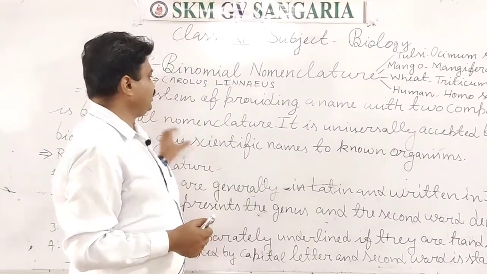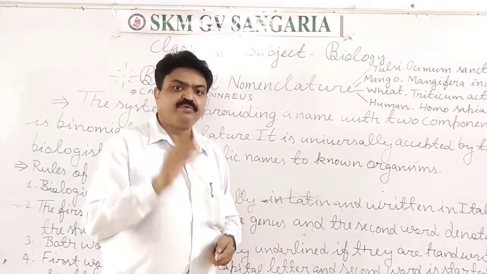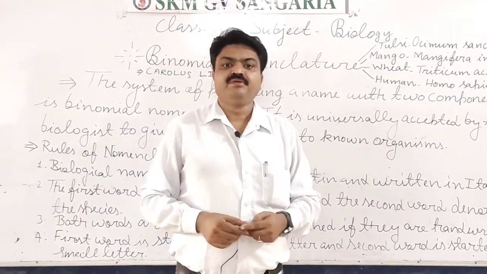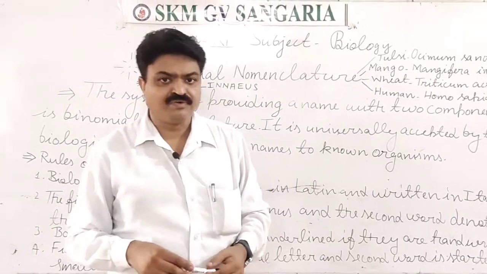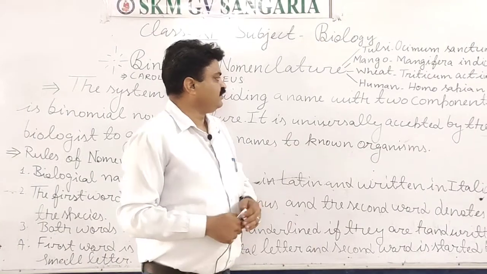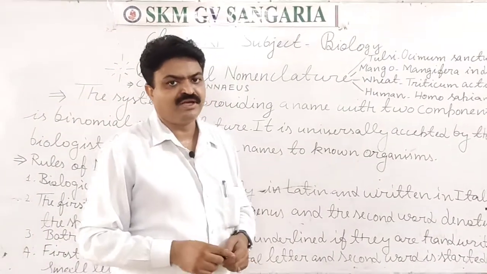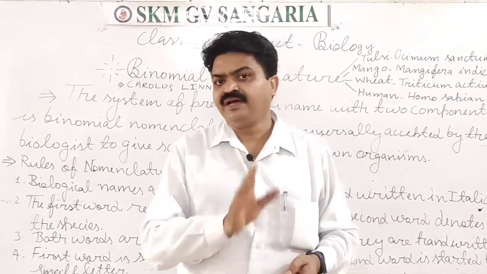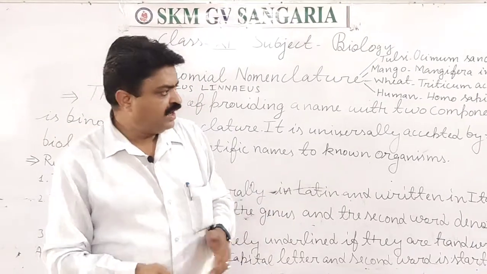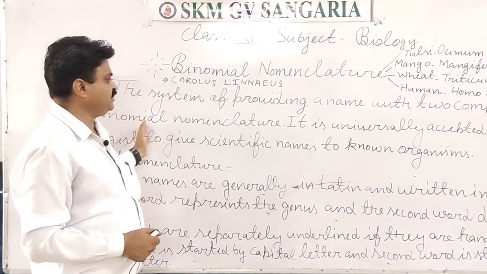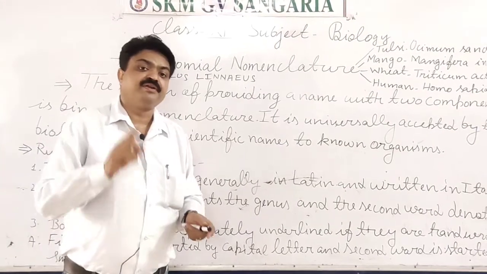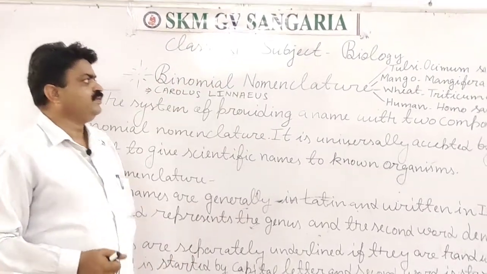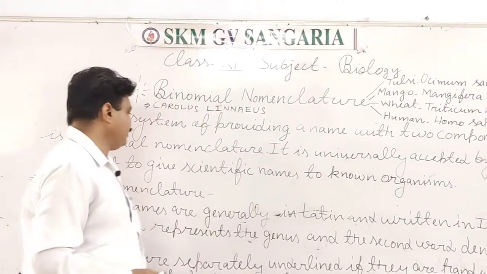Now in this, students, there are two components. One component belongs to the genus of the organism and another component belongs to the species of the organism. So there are two names found in binomial nomenclature. First is genus and second is species. And with the help of the genus and species, we give the scientific name to the living organism. Like this, there are some rules for giving the name of a living organism.